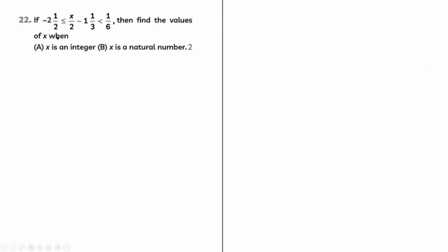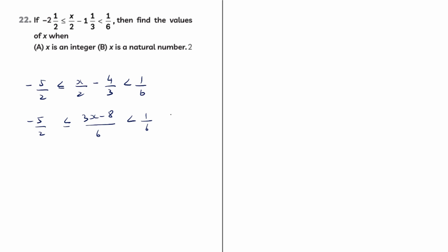Moving on, next question. If minus 2.5 less than or equal to x by 2 minus 1 by 3 less than 1 by 6, then find the values of x when a, x is an integer, b, x is a natural number. So first let us simplify this and then let us find the values of x. So minus 2.5 is minus 5 by 2, less than or equal to x by 2 minus 4 by 3, less than 1 by 6. Or minus 5 by 2 less than or equal to, if we take LCM, we get 3x minus 8 upon 6 less than 1 by 6.